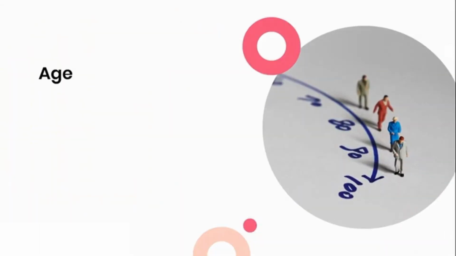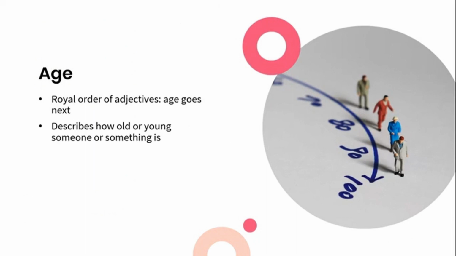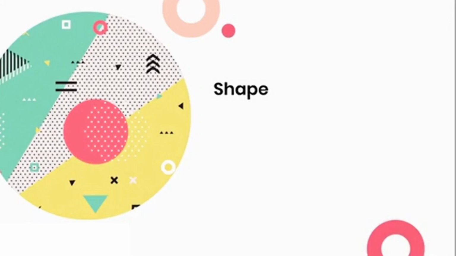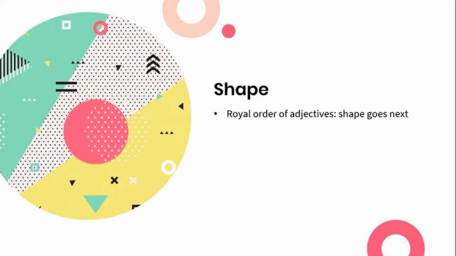Age is next in the royal order of adjectives. Age simply refers to how old or young someone or something is. For example, 5-year-old boy. Next in the royal order of adjectives is shape. Some adjectives of shape include round, square, pear-shaped, and so on.